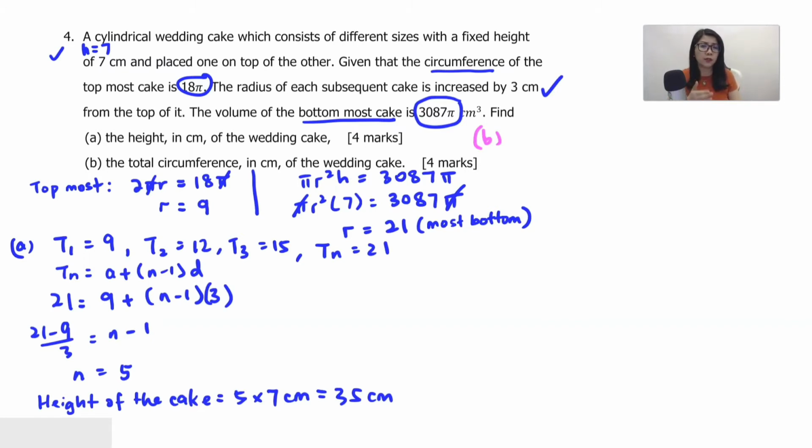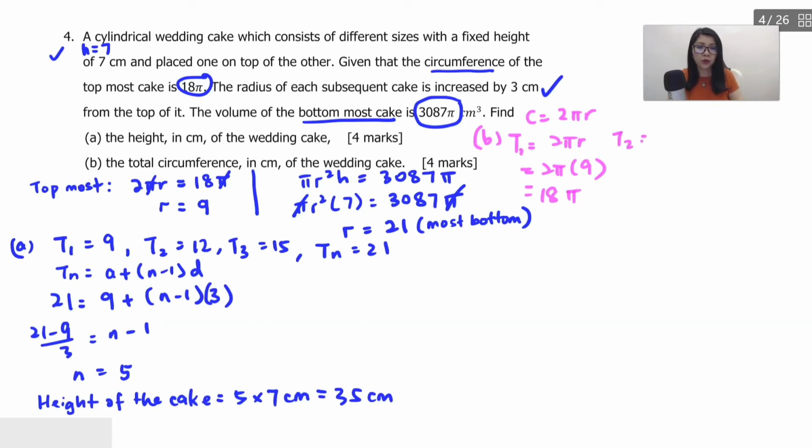So what's the formula for circumference? Circumference is C equals 2 pi r, right? Now we're going to get a new progression for circumference. For T1, it is 2 pi r. We know that our first radius is 9, so it's 18 pi. That will be T1.